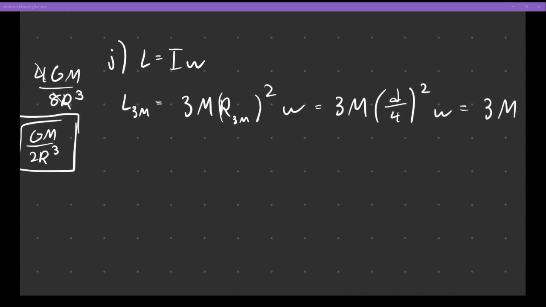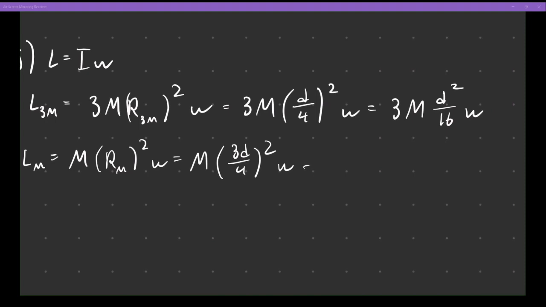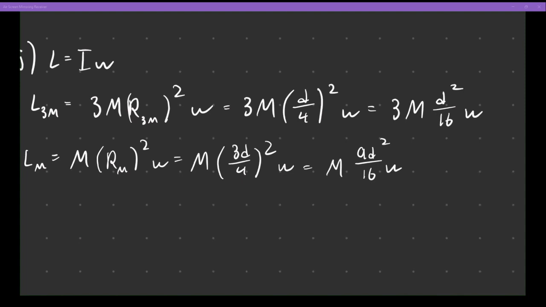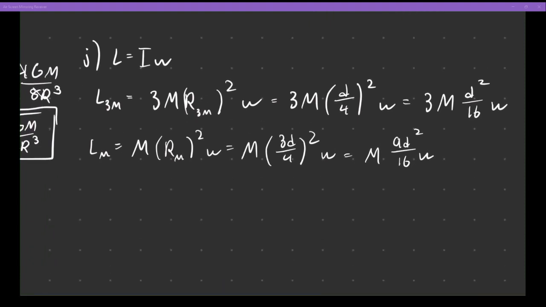And then for the other one, this is just going to be m, and the r of the m we found before again is 3d over 4. So this is just going to be equal to m 9d squared over 16 omega. And so they asked for L3m over Lm, so put them on top of each other.